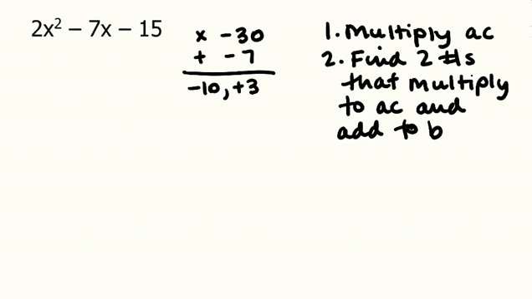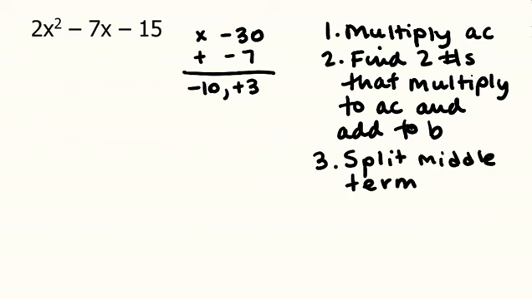Okay, the third step, we're going to split the middle term. It will always work this way, because that's how we found these two numbers: they added to negative 7. We're going to split that negative 7 into a negative 10x and a plus 3x, and we'll leave 2x squared and negative 15 the same.